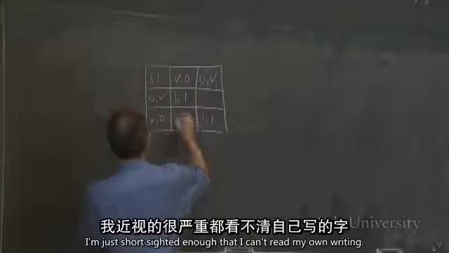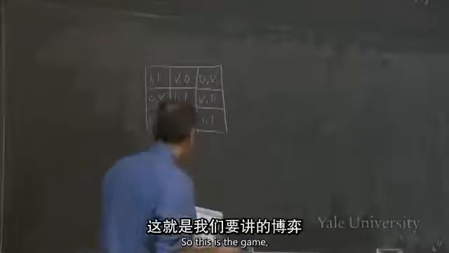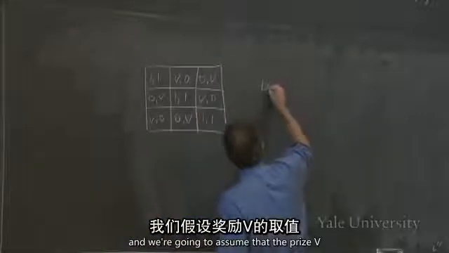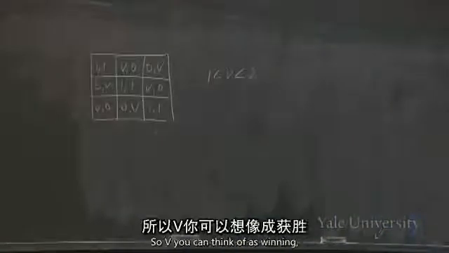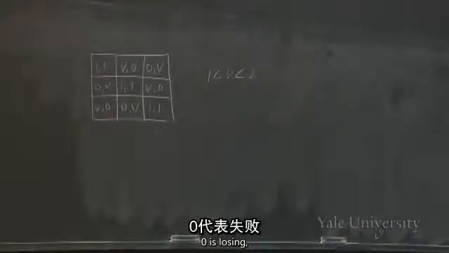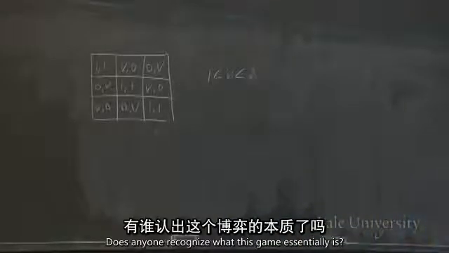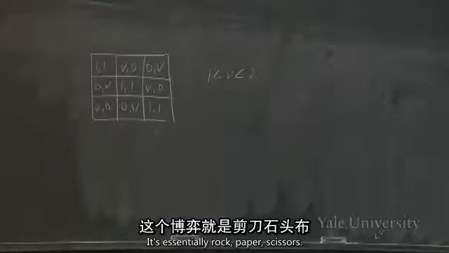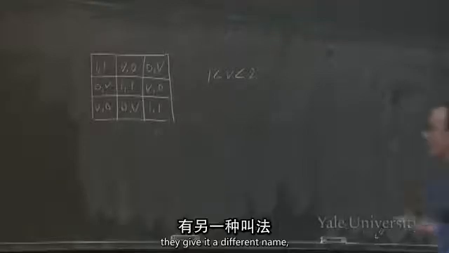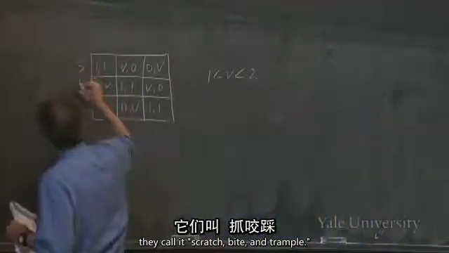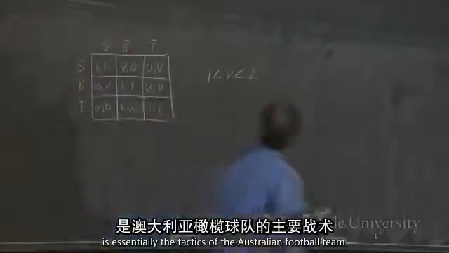I'm just short-sighted enough that I can't read my own writing, so I hope I got this right. There we go. All right. So this is the game, and we're going to assume that the prize V is somewhere between 1 and 2. So V you can think of as winning, 0 is losing, and 1 is if it's a tie. Does anyone recognize what this game essentially is? It's essentially rock, paper, scissors. Now, it turns out that when biologists play rock, paper, scissors, they give it a different name. They call it scratch, bite, and trample. Scratch, bite, and trample is essentially the tactics of the Australian football team.